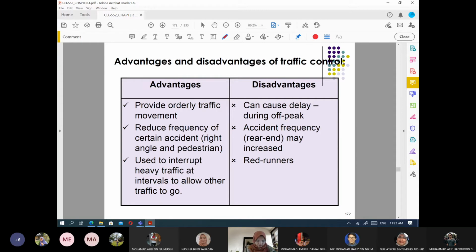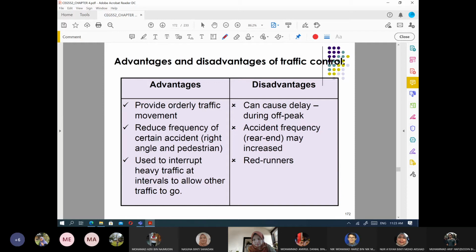Okay. Keburukan dia, it can cause delay. When it is off peak hour, it can cause delay, especially yang those yang pre-time, yang dah ada specific number, yang display time tu. Okay.